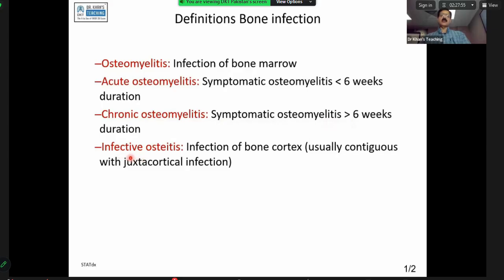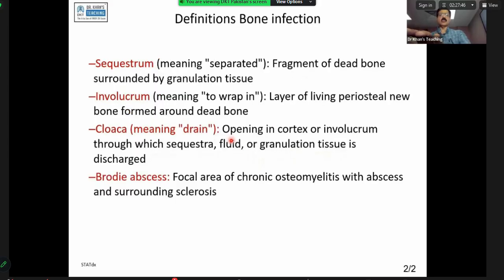And there is another term which we call infective osteitis, infection of bone cortex. Usually there will be juxtacortical infection. So these words and these concepts should be in your mind. These terms are all exam terms, and I'll show you cases where you will use them. But first of all, the definitions. Sequestrum. Sequestrum means separated. It is a fragment of dead bone surrounded by granulation tissue. It will be more sclerotic than the parent bone.